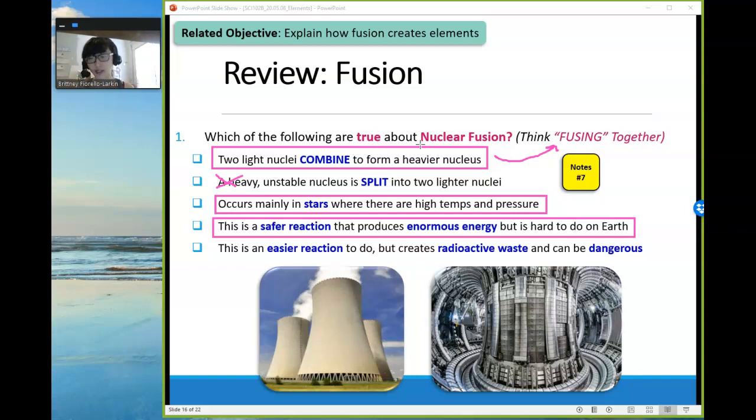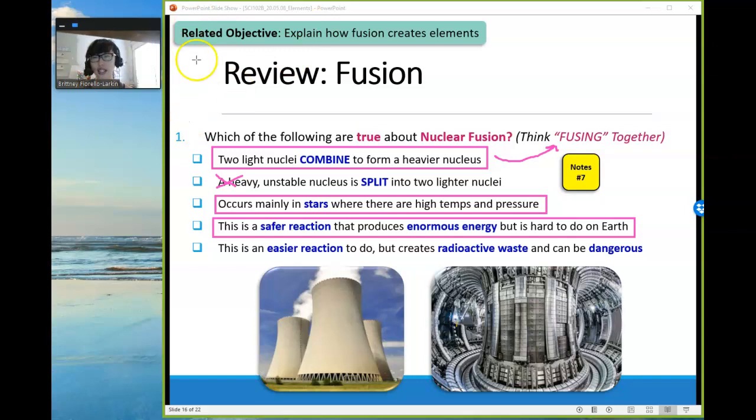It's extremely safe. However, it's really hard to do on Earth because currently the amount of energy it takes to make this happen is equal to the amount of energy that we get out, and so we end up with a net of 0 energy. So it's not yet cost effective. Hopefully eventually it will be.